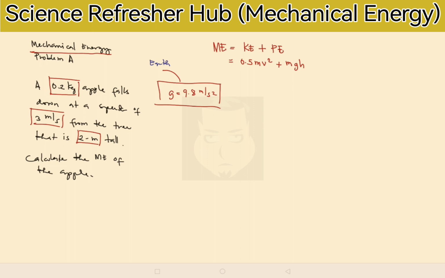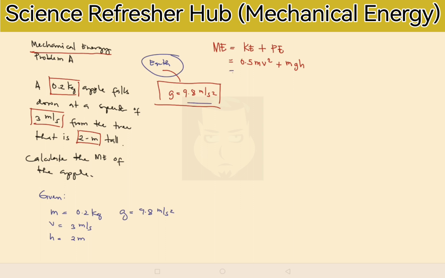All right, so let's substitute our given. We have the mass of the apple, that's 0.2 kilogram. We have velocity as it falls down, 3 meters per second. And we have the height of the apple tree, that's 2 meters. And of course, gravity on Earth, 9.8 meters per second squared. It's not in the problem, but it's understood that the gravity on Earth is 9.8 meters per second squared.